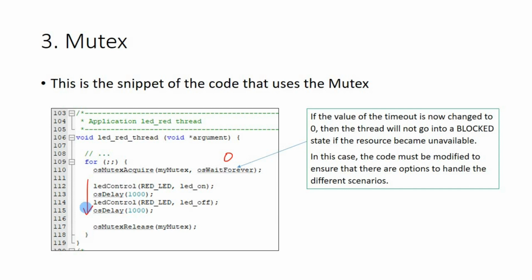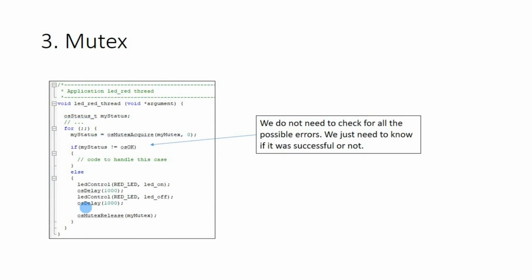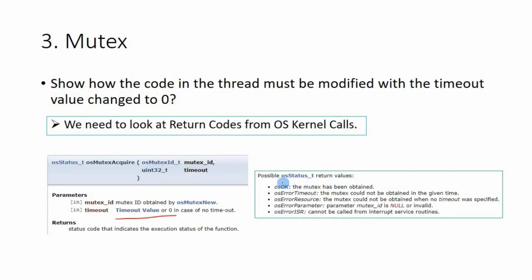So I need to be very careful to know whether I really got the mutex or not, if I change the timeout to 0. That is where we need to look at the return values. Most OS kernel calls have a return value. In this case, it's OS status T, and only the first one says it is okay. All these four are related to some form of error.